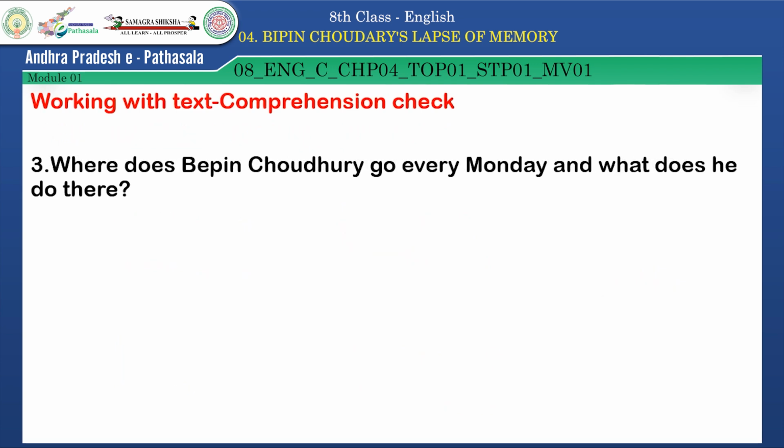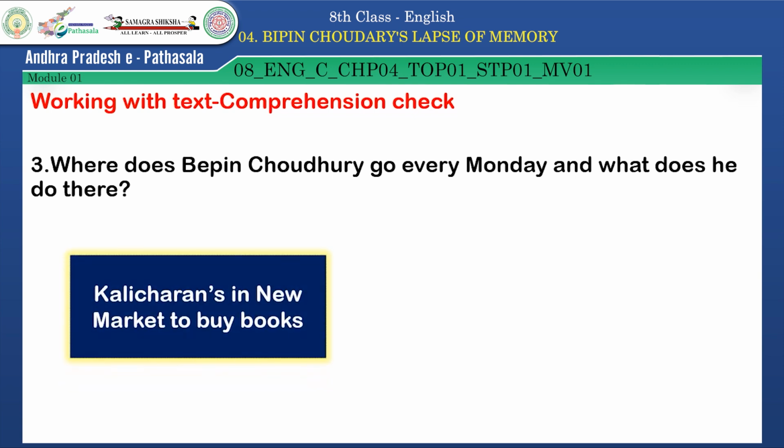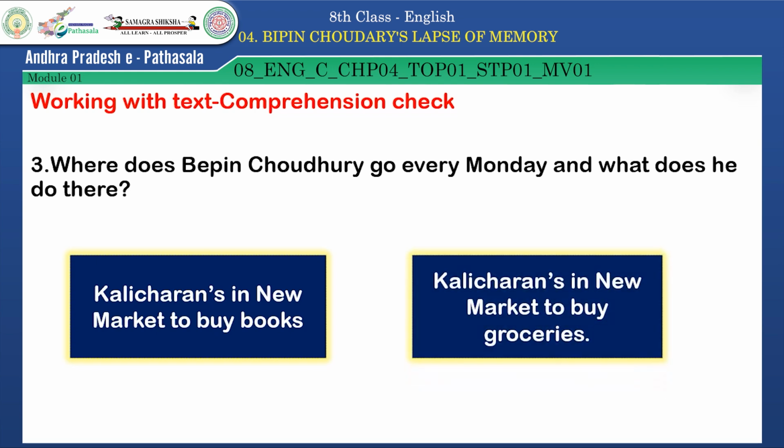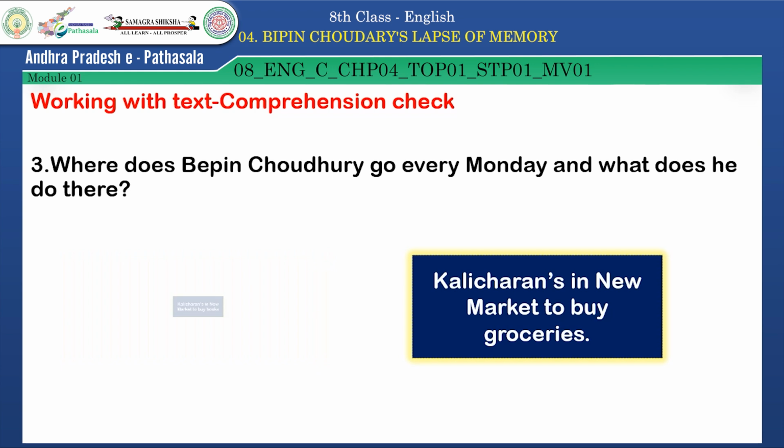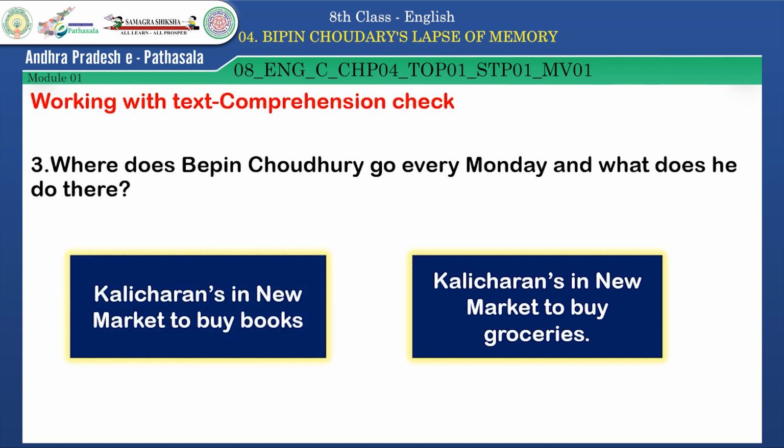Where does Bipin Choudhury go every Monday? And what does he do there? Options are Kalicharan's New Market to buy books, Kalicharan's in New Market to buy groceries. Yeah, obviously you will answer this one. Very good. Kalicharan's in New Market to buy books is the right answer. Well done. Now we will move on to reading the text.